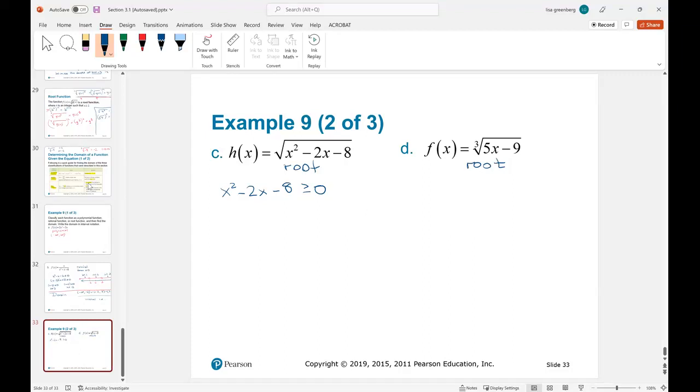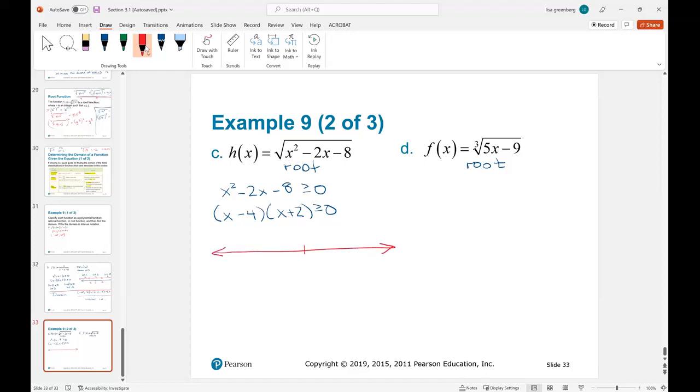Okay. So the first thing I have to do is I do have to factor, because I do have to find my zeros. So I say this is x minus 4 times x plus 2. And we want this to be greater than or equal to 0. And again, I say, here's a number line.